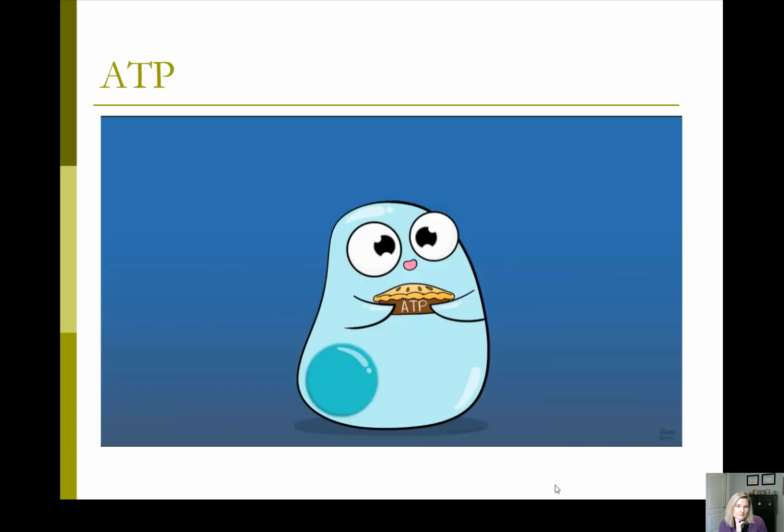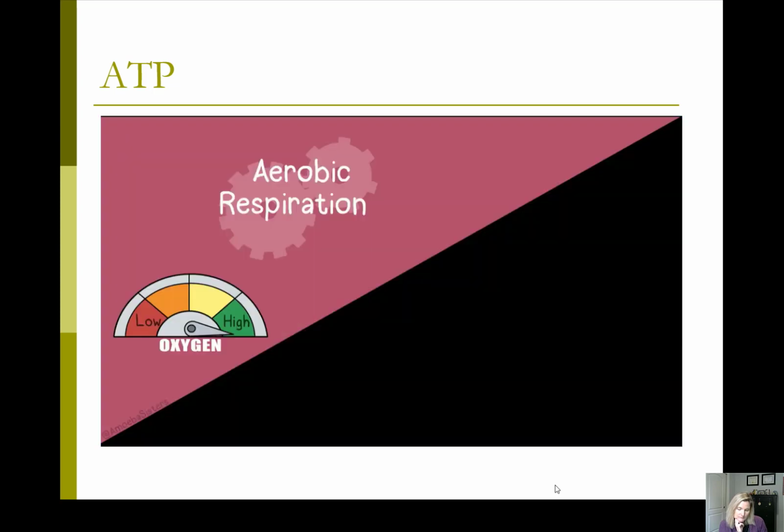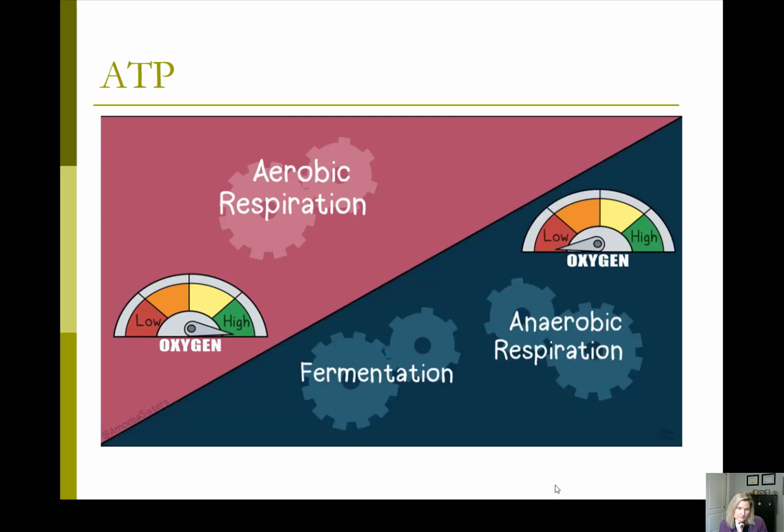How do you get ATP? All cells need ATP, and so they need processes that can be used to generate it. But the process can differ. It might involve oxygen, such as aerobic cellular respiration. It might not involve oxygen, such as anaerobic respiration or fermentation.